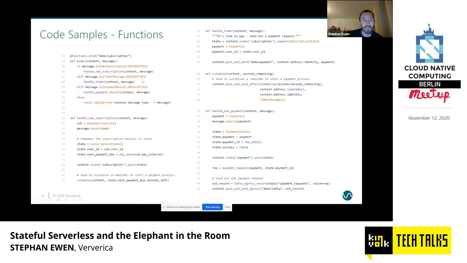some protobuf calls here to figure out, okay, is this a protocol buffer message that describes a new subscription? Is it a timer message? Is it a result of a payment? And then dispatch it to invoke the right function here.